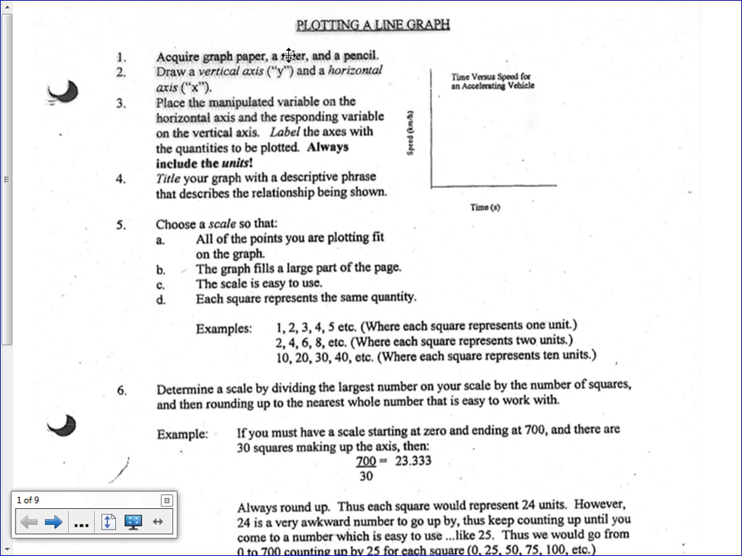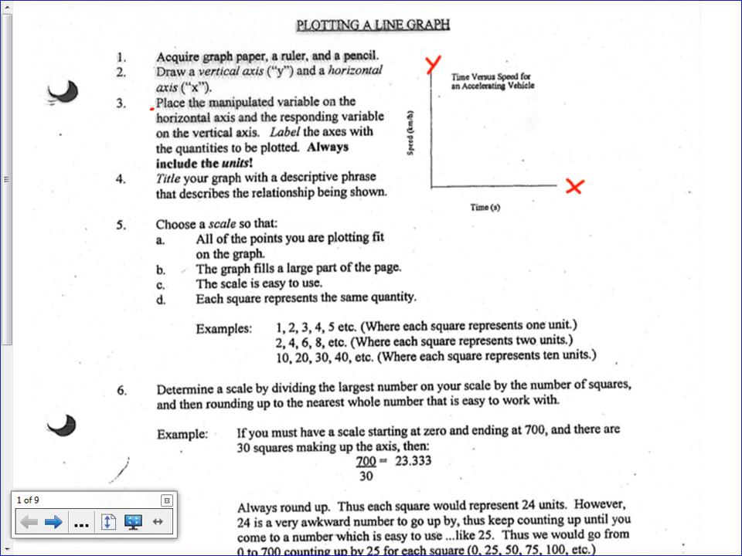Obviously you draw the two axes. The vertical axis is the y-axis. The horizontal axis is the x-axis. So you end up with something like this. This is the x and this is the y. The manipulated variable always goes on... which one? X. It always goes on the x-axis.